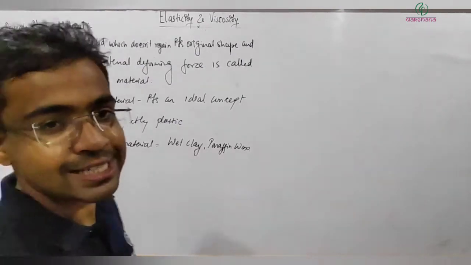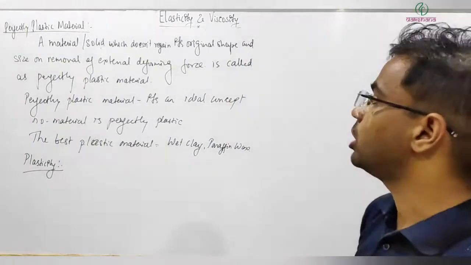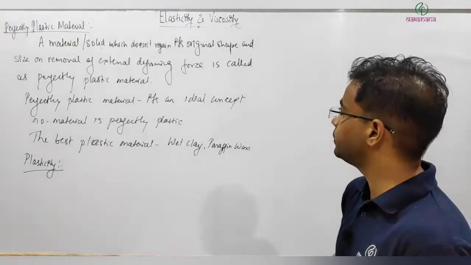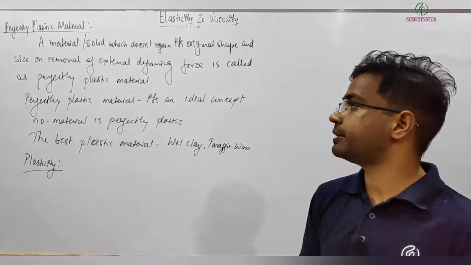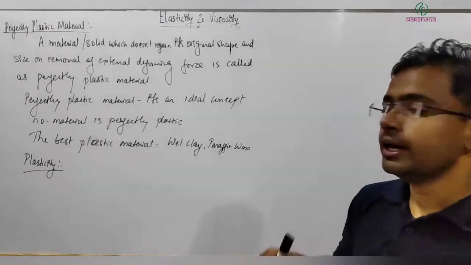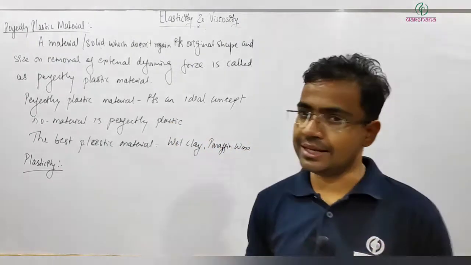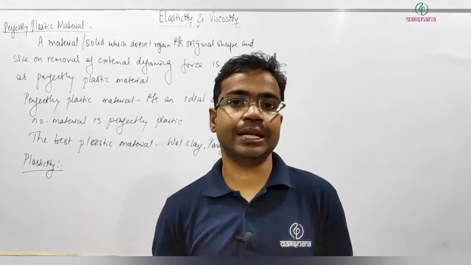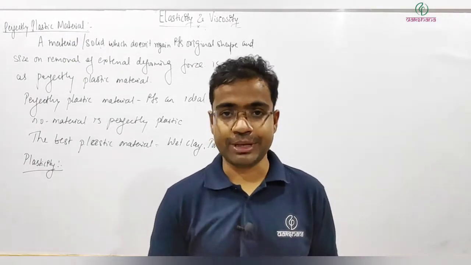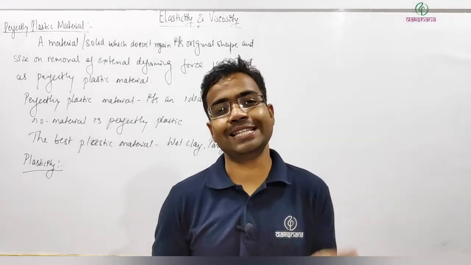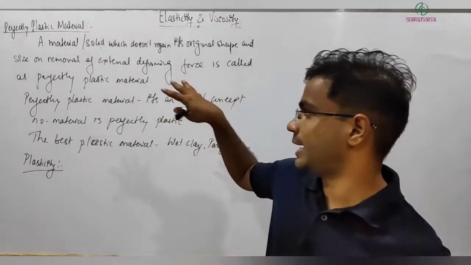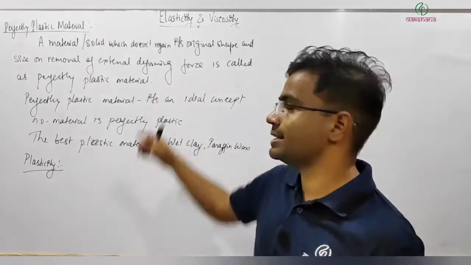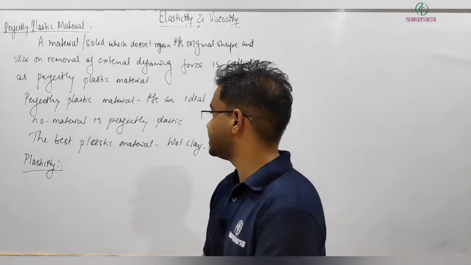Perfectly plastic material can be defined as a solid which doesn't regain its original shape and size on removal of the external deforming force. Again, perfectly plastic material is also an ideal concept. Among the available solids, there is none which completely agrees with this definition, but we have a few materials which almost satisfy this condition, and we can write them as the best plastic materials.